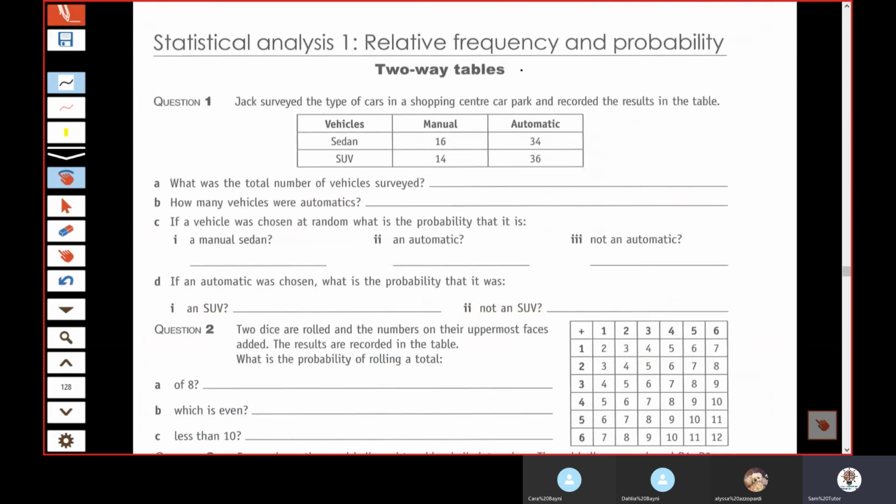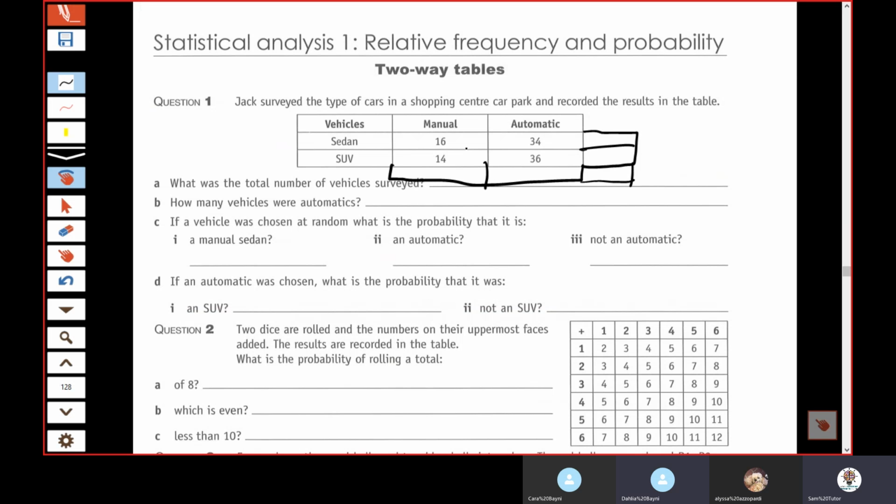All right. Two-way table. Let's learn how to read these. Question 1. Jack surveyed the type of cars in a shopping centre car park and recorded the results in the table. These are the vehicles, and this is the transmission, if it's a manual vehicle or an automatic vehicle. And then, of course, if you had to, create another column here just so you guys can see something.